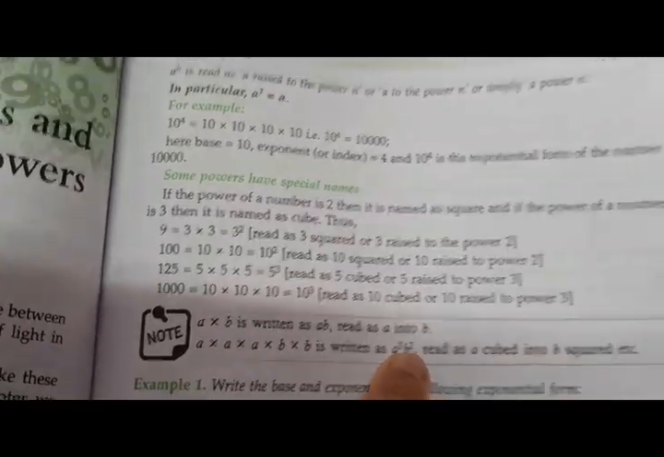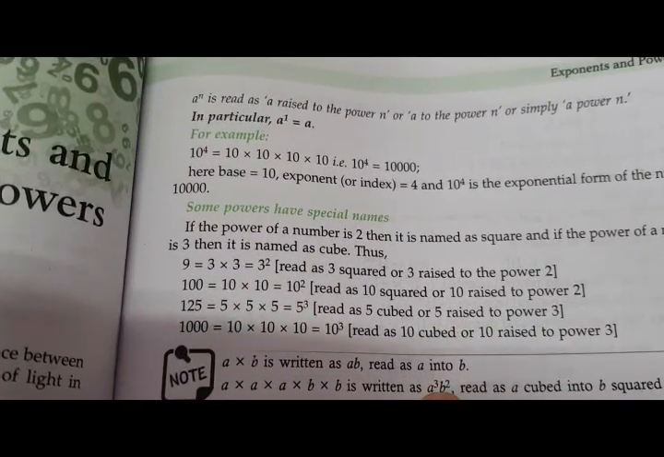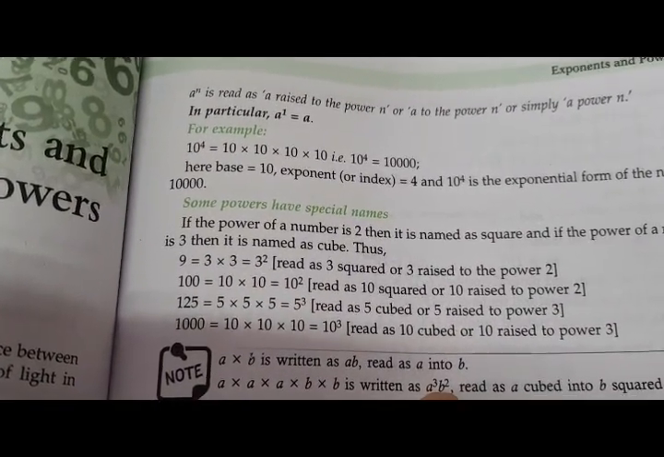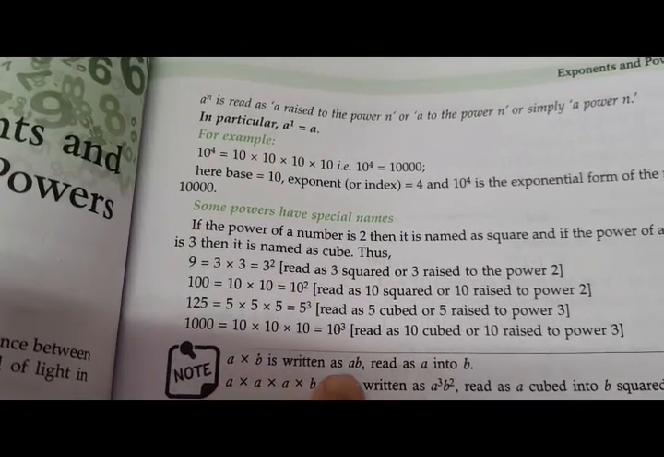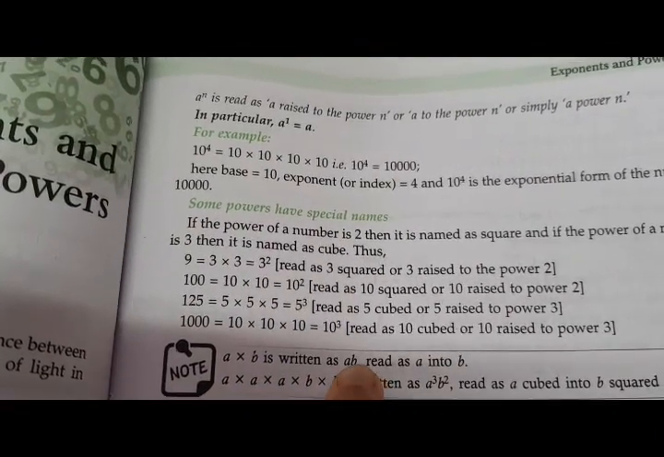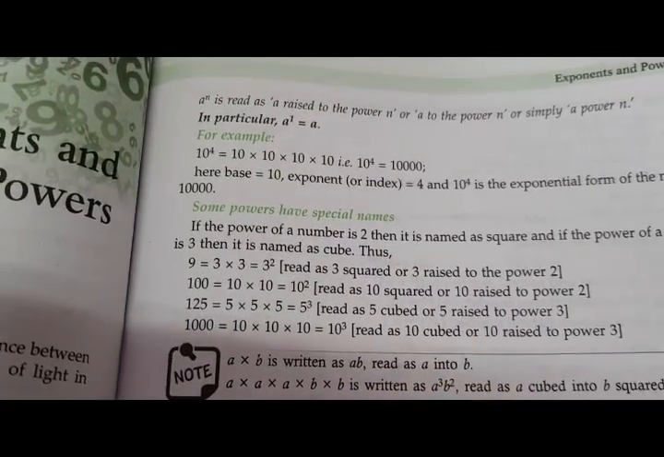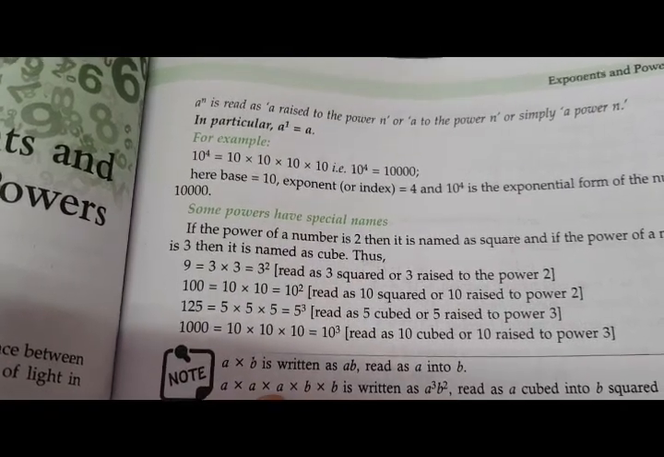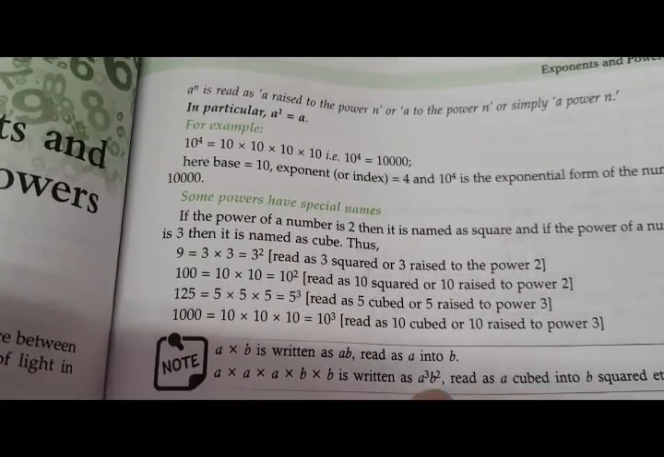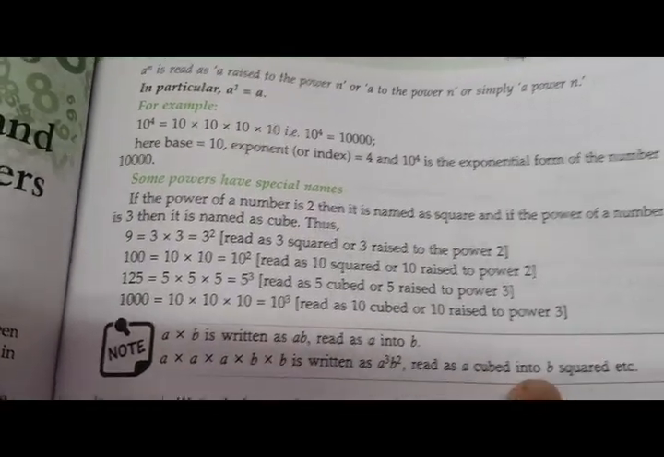So these are the few things which you have to keep in mind in the power exponents. This is the basics, so you have to go through it very well. Now A into B can also be written as AB, if there is no sign in between, meaning multiplying A into B. A into A into A into B means A cubed B squared. It can also be read as A cubed B squared.